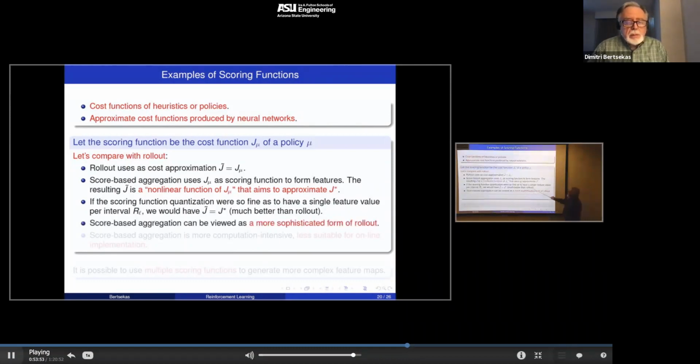So with this type of scoring function, you can view aggregation as a more sophisticated form of rollout. The downside to this is that it's more computation intensive, because if you have J mu, then rollout can be implemented very easily, just one step look ahead. It can be done online. However, here there's a lot more computation to be done to solve the aggregate problem.